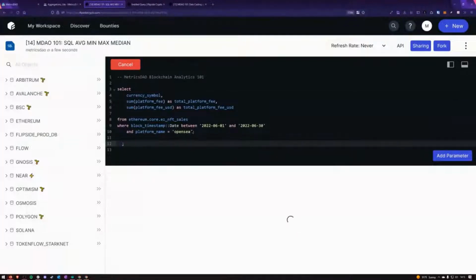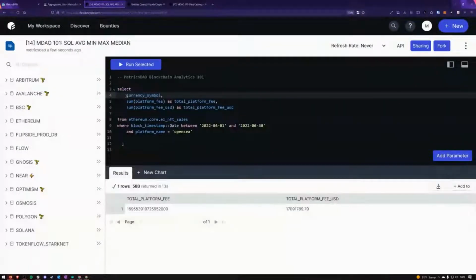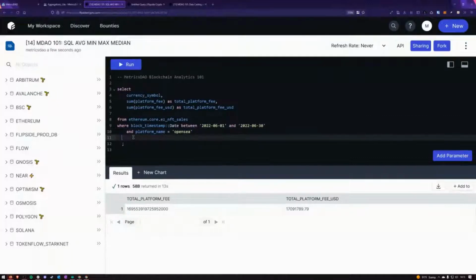So in order to do that, currency symbol is a group. It is a category with however many symbols in there. I think we came up with 26 when we went in and looked at how many distinct currency symbols were in this. So this is what we want to end up splitting out, apportioning these numbers to each individual group. So all we really have to do here is we're still going to look at the month of June. We're still going to look at just OpenSea. That's going to be our result set. But we're going to add a group by one.